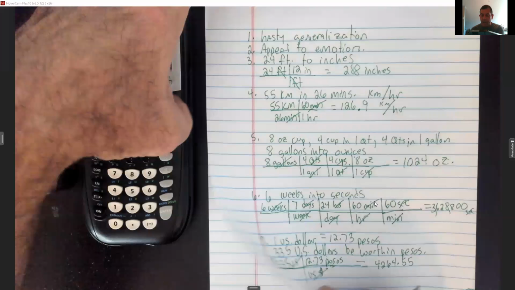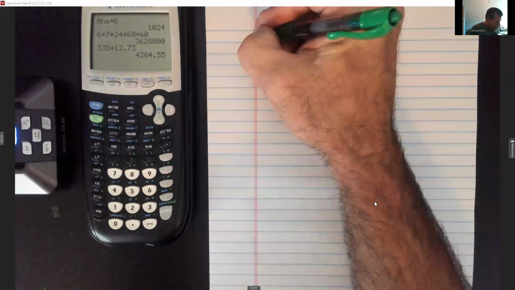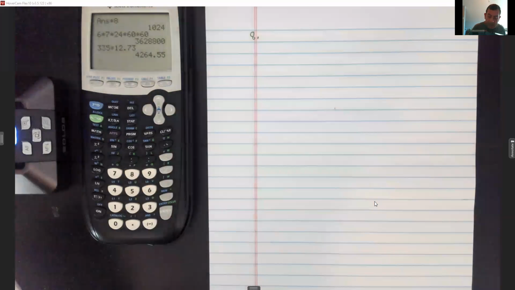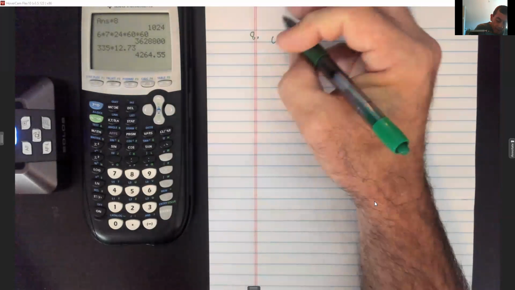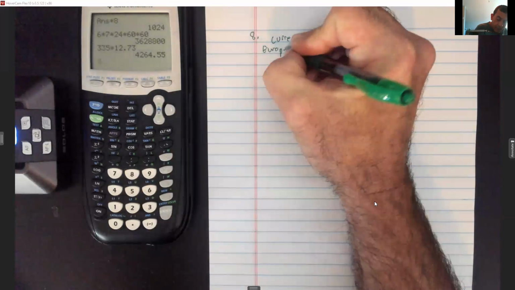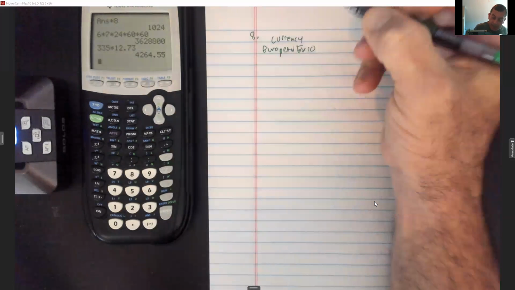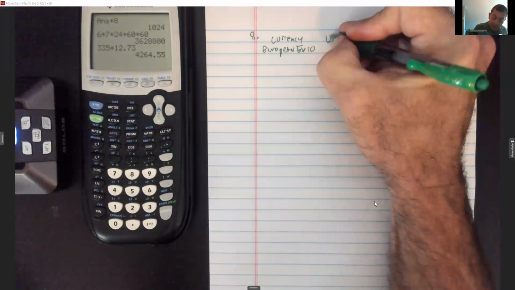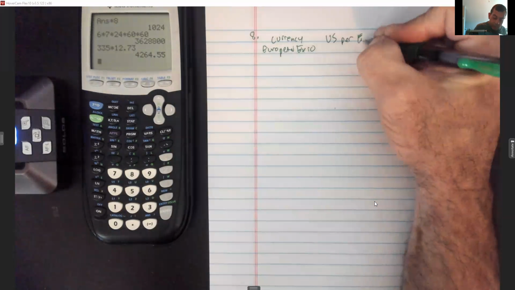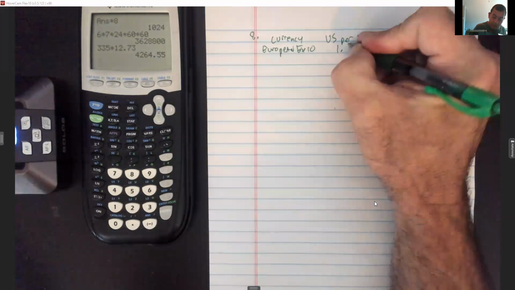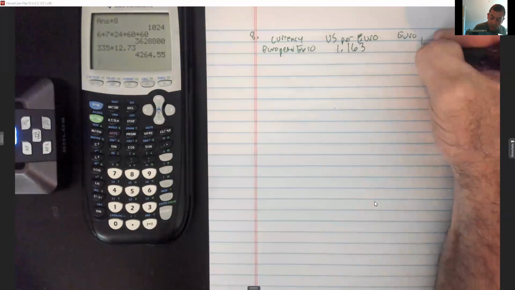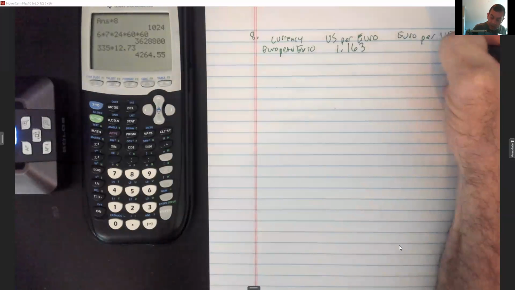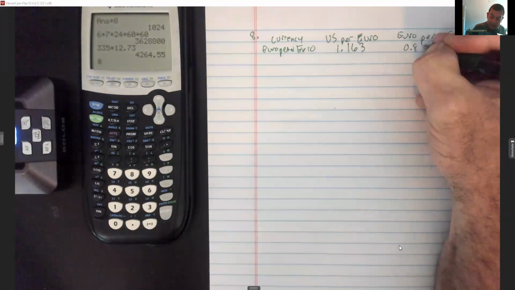All right, y'all, so that was the first 7. Number 8's the same thing. So they've got a little table here that says currency, European, Euro. And this one says US per Euro is 1.163. And this one is Euro per US dollar is 0.8598.